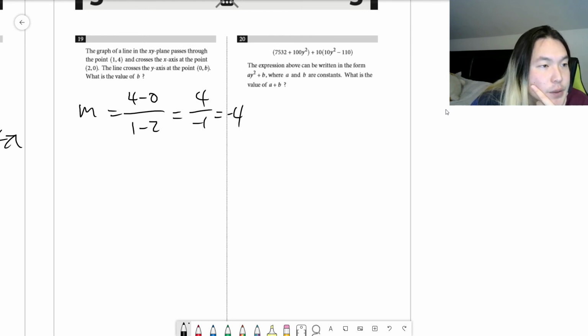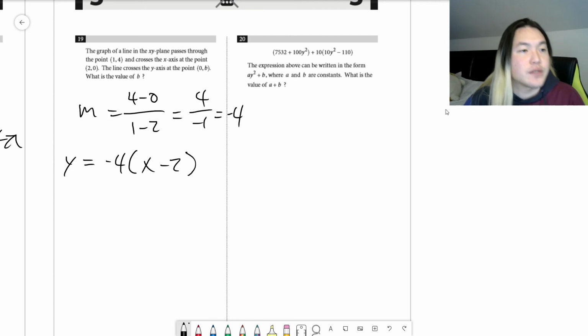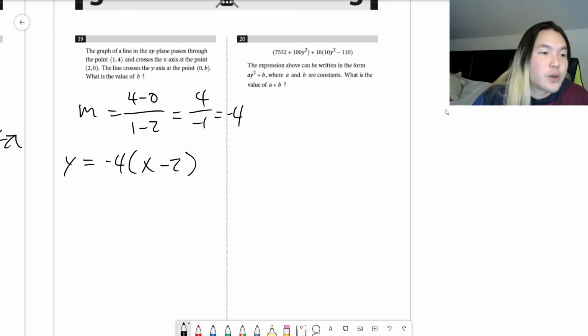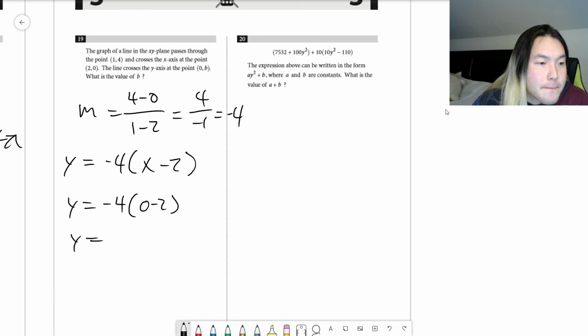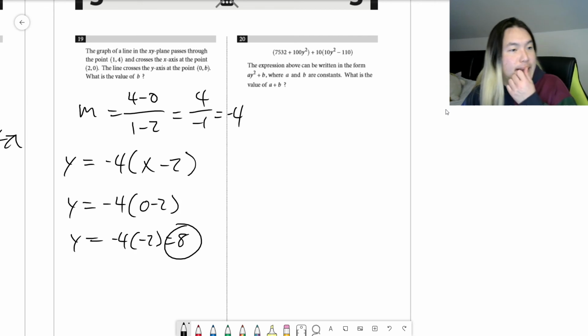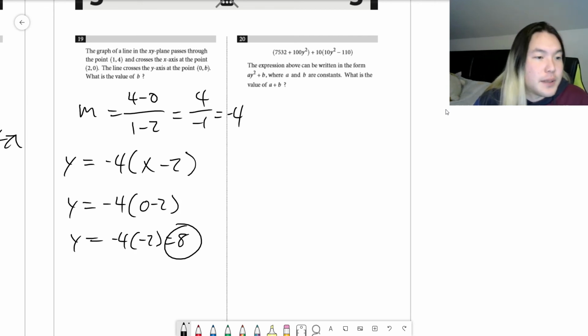And then we can use point slope form. y minus 0 is just y, equals negative 4 times x minus 2. So we have an equation for the line, and now we can plug in 0 for x to figure out what the y-intercept is. So I'm getting 8. Not bad.